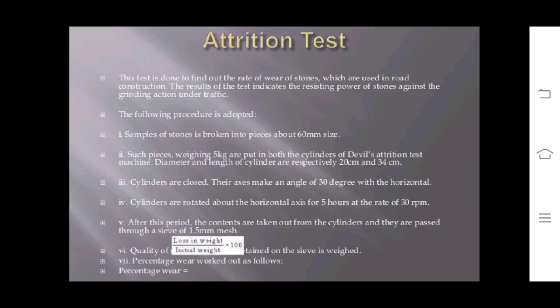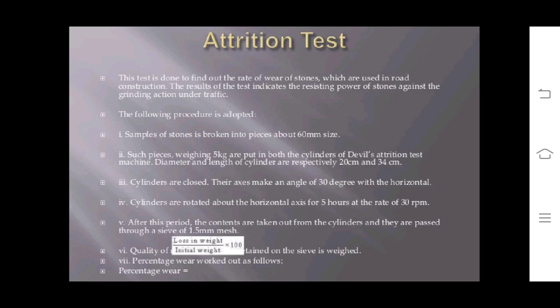The following procedure is adopted. Sample of stone is broken into pieces about 60 mm size. Such pieces weighing 5 kg are put in both the cylinders of Deval's attrition test machine. Diameter and length of cylinder is respectively 20 cm and 34 cm. Cylinders are closed. Their axes make an angle of 30 degree with the horizontal. Cylinders are rotated about horizontal axis for 5 hours at the rate of 30 revolutions per minute.